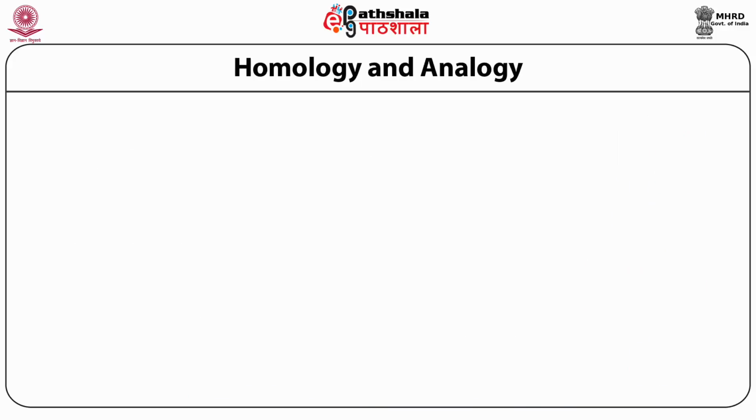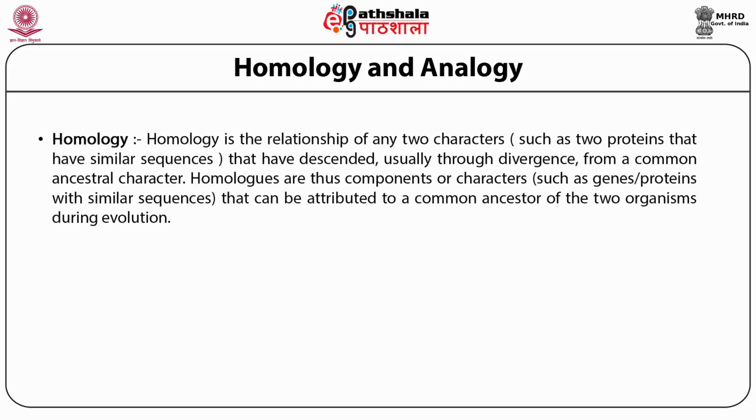We discuss some basic terminology, that is homology and analogy. Homology is the relationship of any two characters, such as two proteins with similar sequences, that have descended, usually through divergence, from a common ancestor character. Homologues are thus characters such as genes or proteins with similar sequences that can be attributed to a common ancestor of the two organisms during evolution. Homologous sequences are similar in origin but may or may not differ in function, but by origin they are similar, or they share a common ancestor.